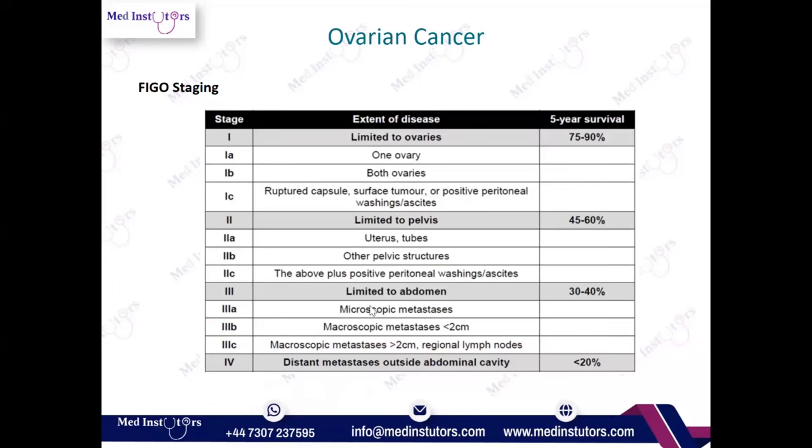Then stage 3, it is limited to the abdomen. There could be 3A, B, and C, again 3 substages. In A, microscopic metastasis. In B, macroscopic metastasis. And in C, more than 2 centimeter plus regional lymph node involvement. So if someone gives you the staging and they have mentioned that there's regional lymph node involvement, what stage could it be? Please tell me in the chat box. If you find that keyword, regional lymph node involvement, what is the stage of that ovarian cancer?